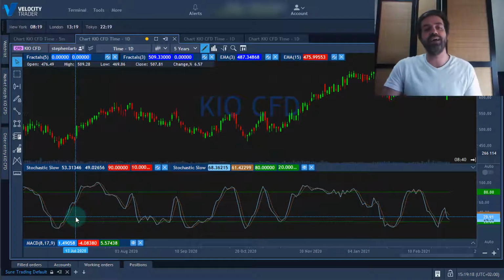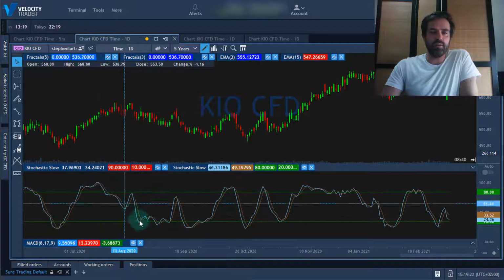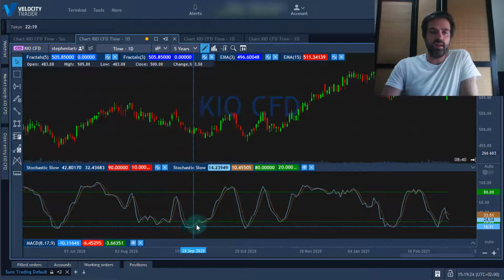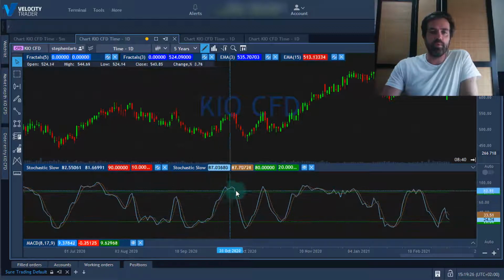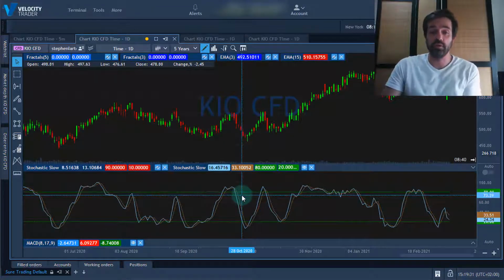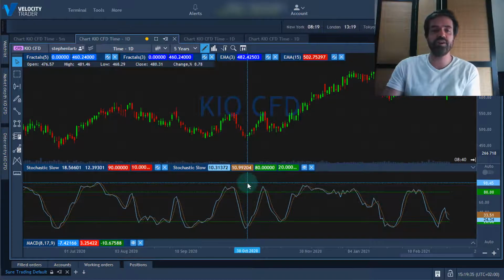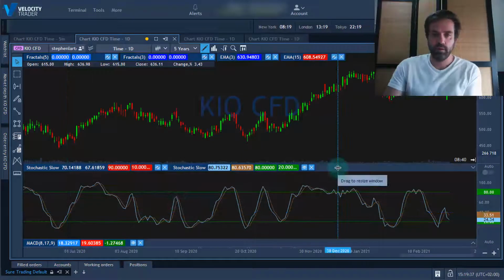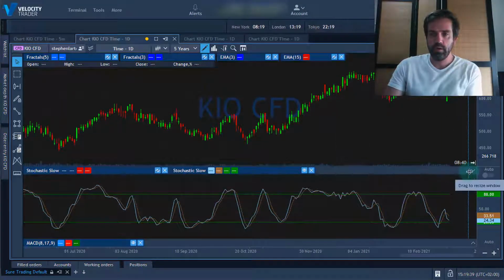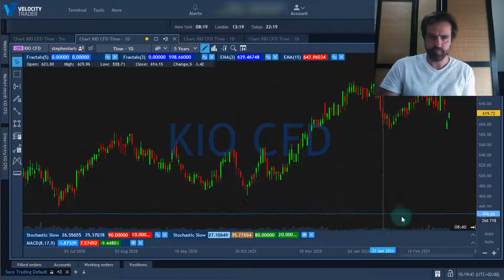So basically, the stochastic helps you to see whether prices are exhausted in either direction, and if they start moving in the opposite direction, that's generally an indication that the price will follow suit. So that's the stochastic indicator. I'm just going to minimize it for you while we get to the next one, which is the MACD indicator.